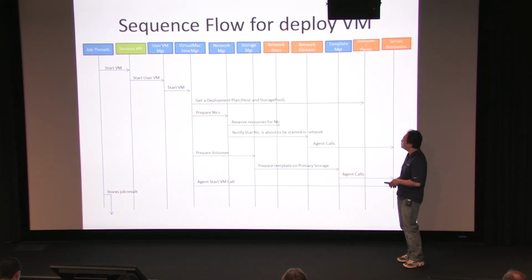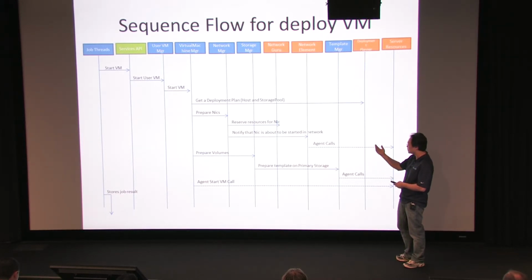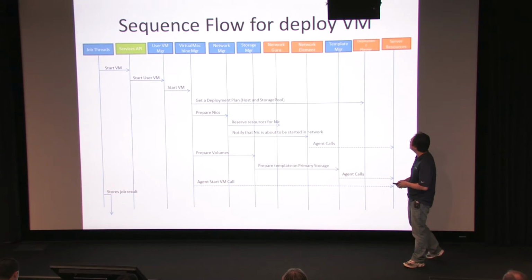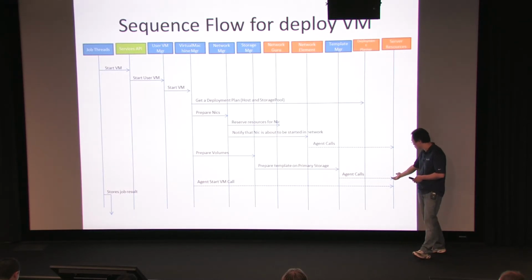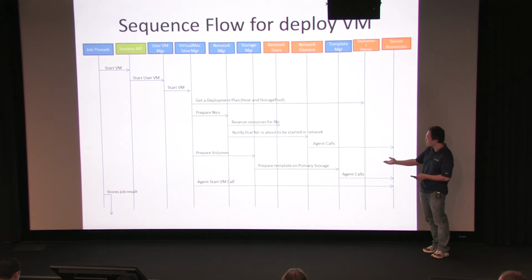When that comes back, then the virtual machine manager talks to the storage manager and says, now you need to prepare your volumes. And the storage manager would go check and say, well, this VM is using a particular template. I've got to make sure that template is on that particular primary storage. And the template manager may actually be making calls to its own resources and say, copy the template onto this primary storage if it's not already there.